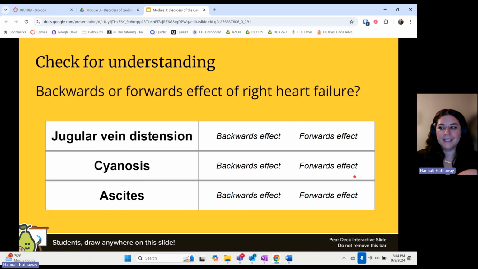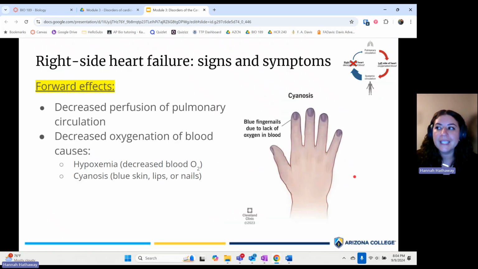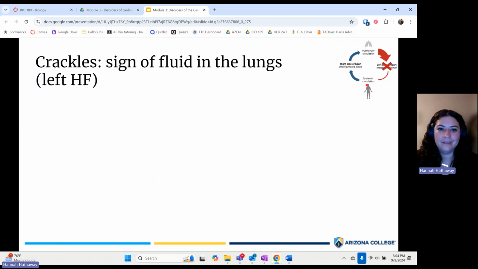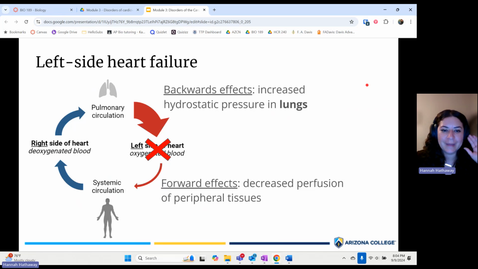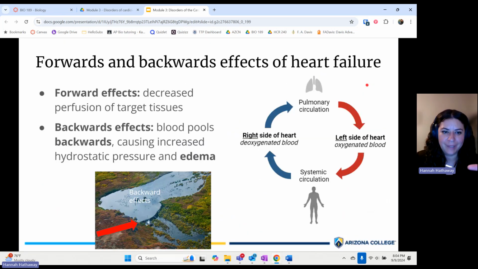So that was chapter 17. I know it was a lot. I will tell you that is the hardest chapter of this unit. But like I said, once again, you can really logic your way through those signs and symptoms with this diagram. This diagram, and then if I go back, that diagram and this, there we go. Right here. This diagram and this piece of information. Forward effects, decreased perfusion. Backwards effects, edema.